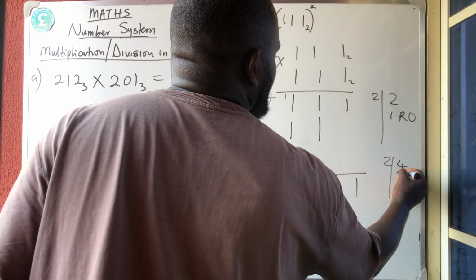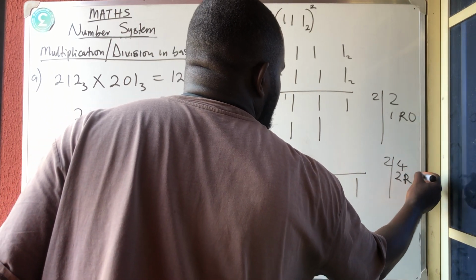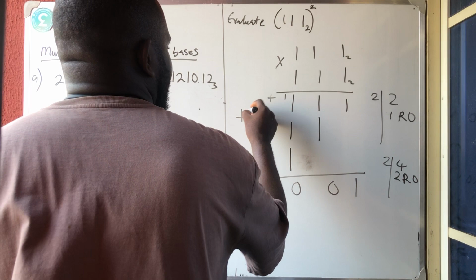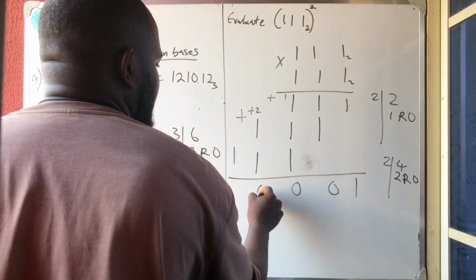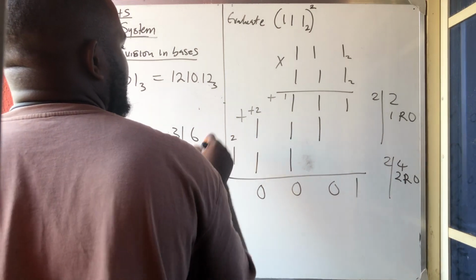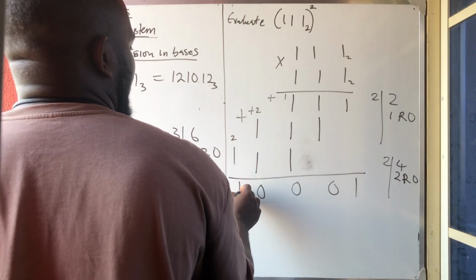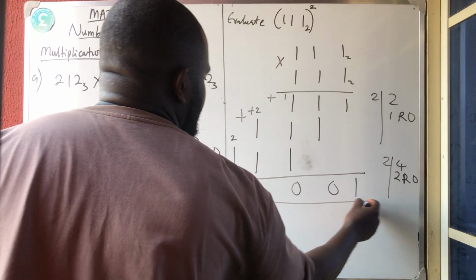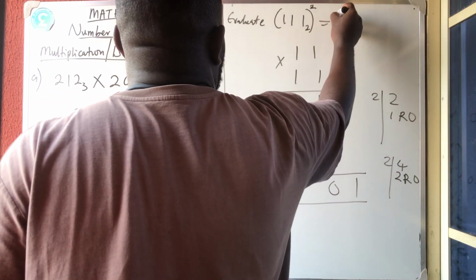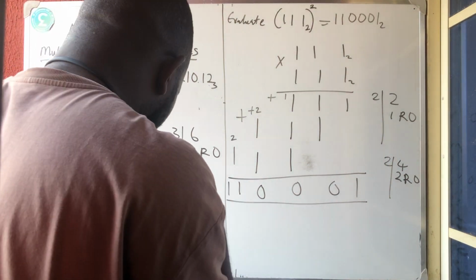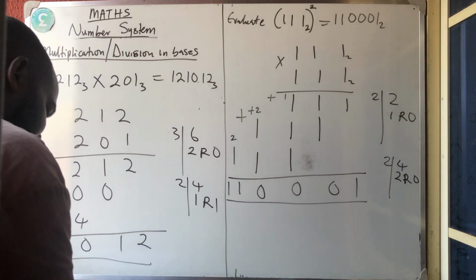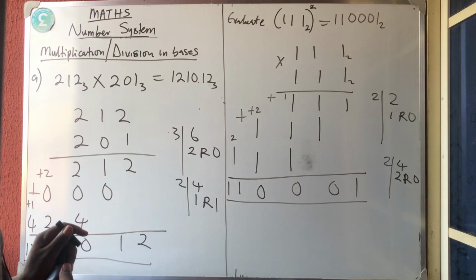4 divided by 2 is 2, remainder what? 0. I'm writing my 0 and carry my 2 here. 2 plus this, 4 again. And 4 is still 0, remainder 2. Put it here. 2 plus this, 3, which is 1 remainder 1. Bring that 1 here. So my answer is now 110001 base 2. So very simple and short.